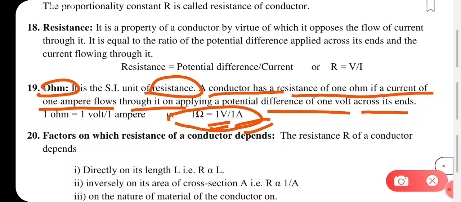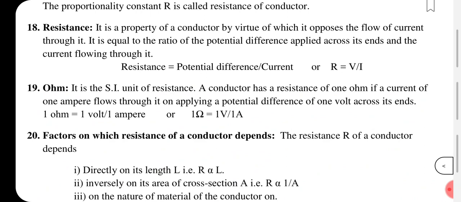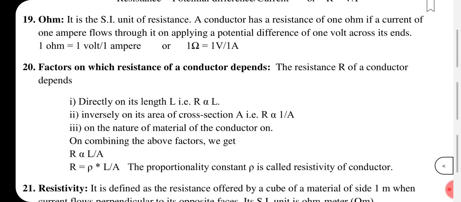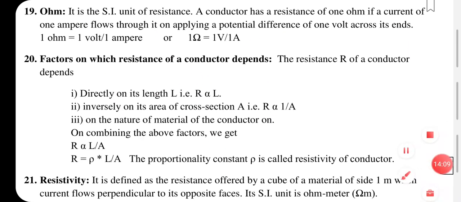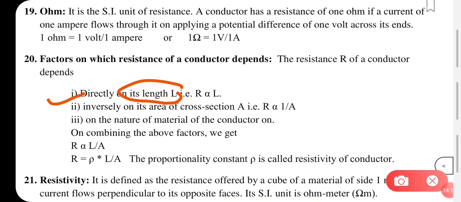Now, factors on which the resistance of a conductor will depend. There are certain factors which you should remember. One, it is directly proportional to its length, meaning resistance will depend upon the length of the conductor. Secondly, it is inversely proportional to its area of cross section. Inversely proportional means resistance will be more if the area is less. If the area is more, then the resistance will become less.